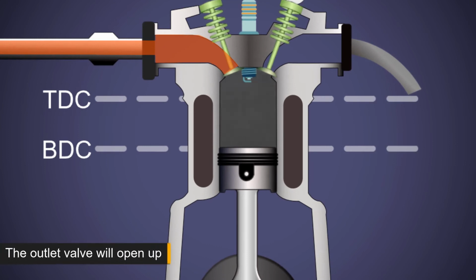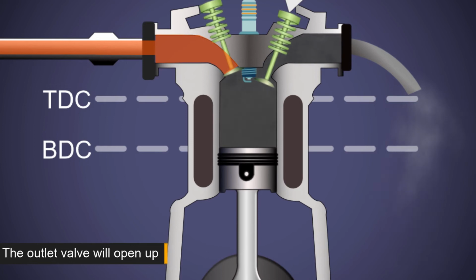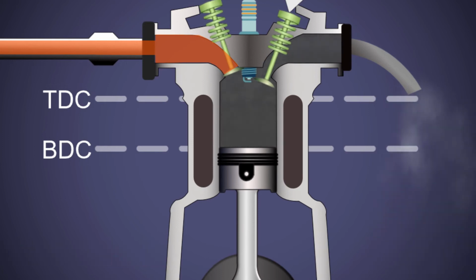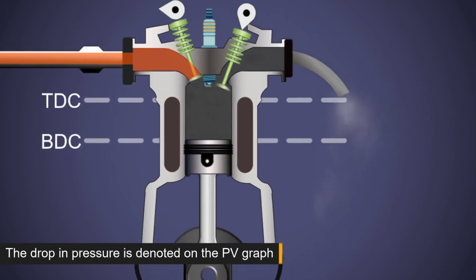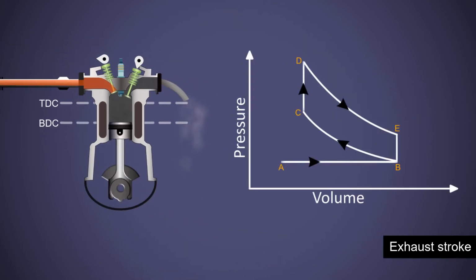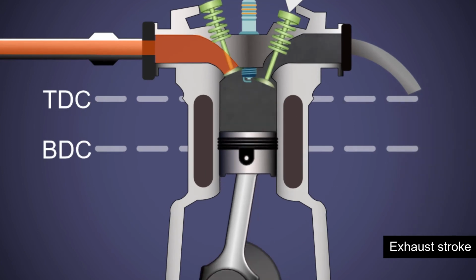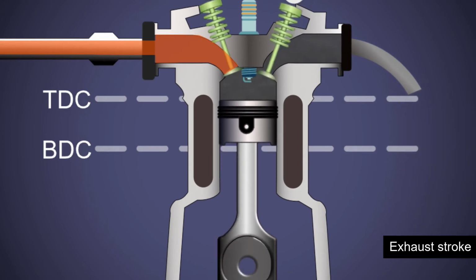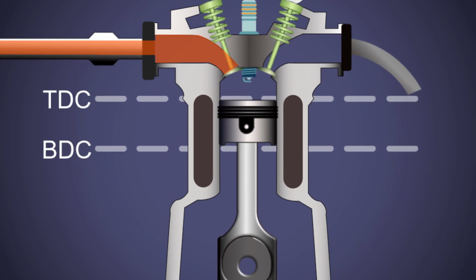Towards the end of the power stroke, the outlet valve will open up. This makes some of the exhausted gases move out of the cylinder. This will also bring down the pressure of the cylinder to atmospheric pressure. The drop in pressure is denoted on the PV graph as line EB. On reaching BDC, the piston will start moving upwards again due to the flywheel's momentum.